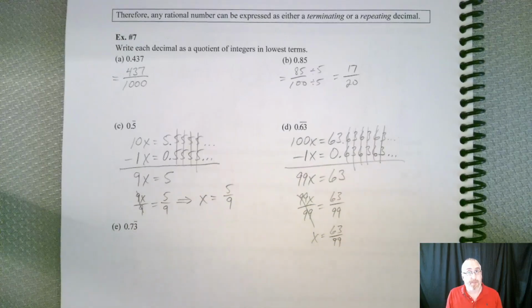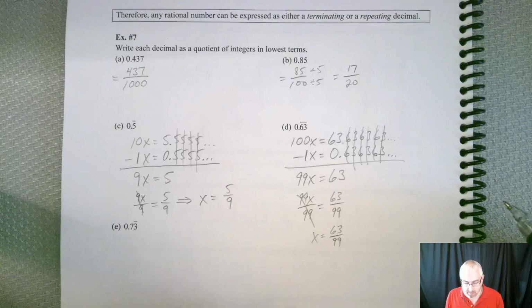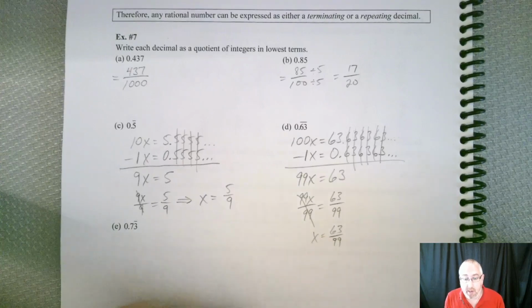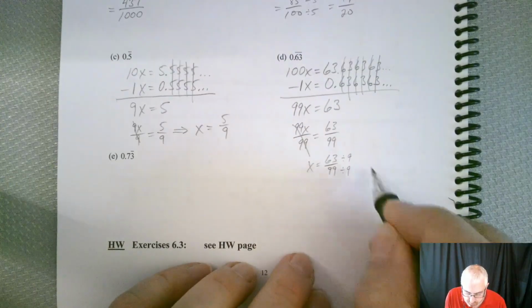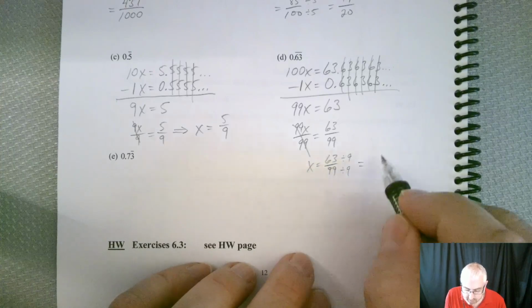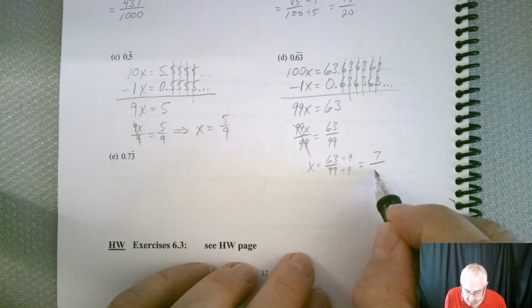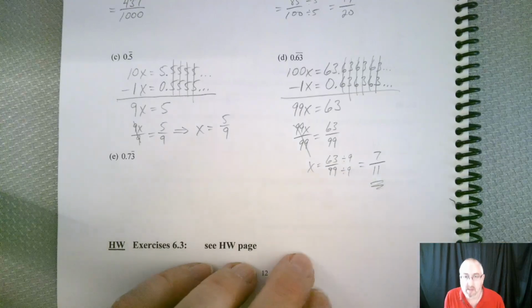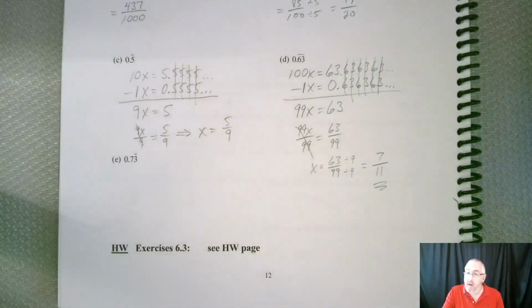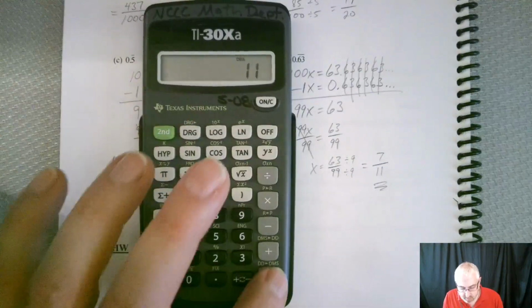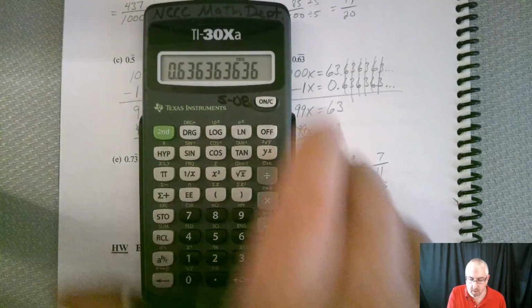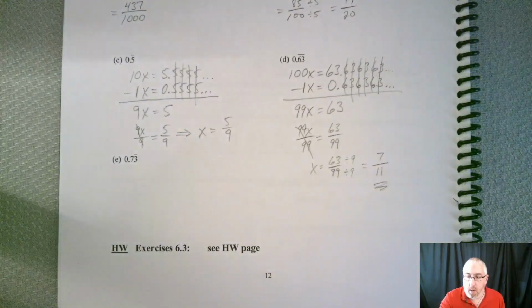So are we done? Is it in lowest terms? Well, we do have a common number that we can divide out. 9 goes into both of those. So 63 divided by 9 is 7. 99 divided by 9 is 11. So 7/11. And again, if you're not sure if you did it right, just use your calculator to do a quick check. So 7 divided by 11, and there it is. So, okay. So we got one more, and then that wraps up this section.